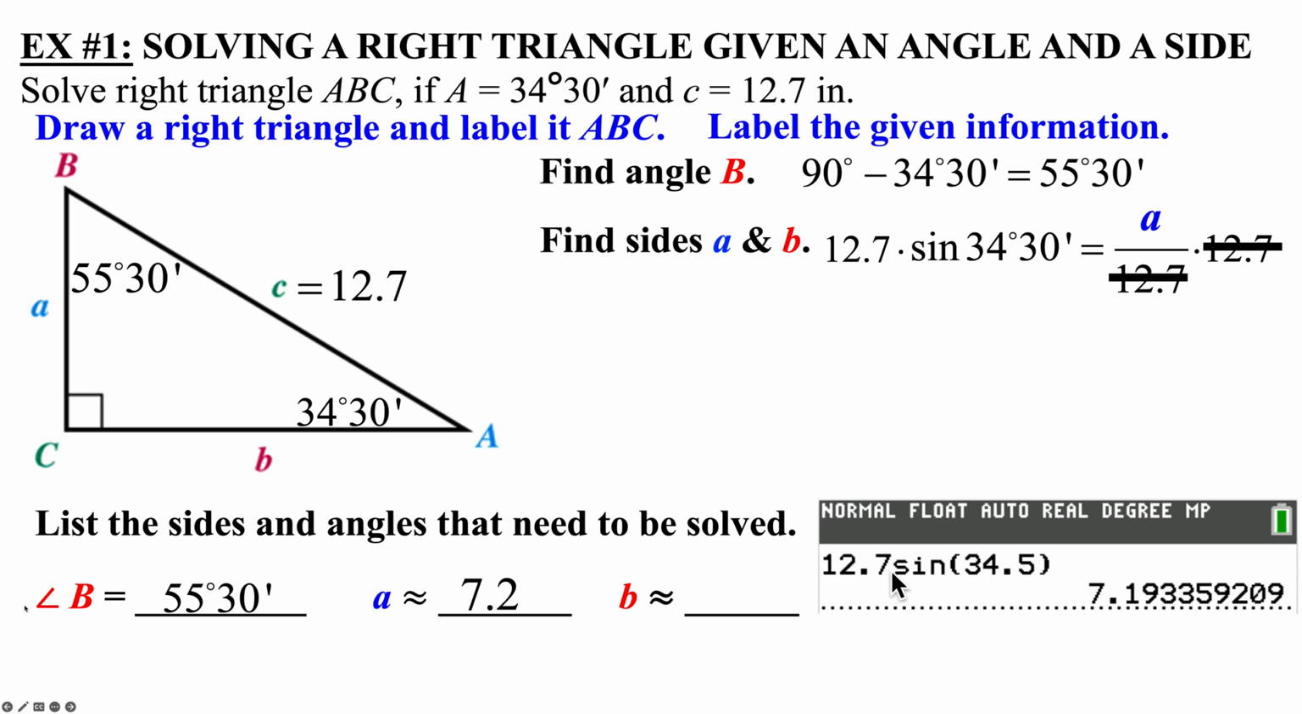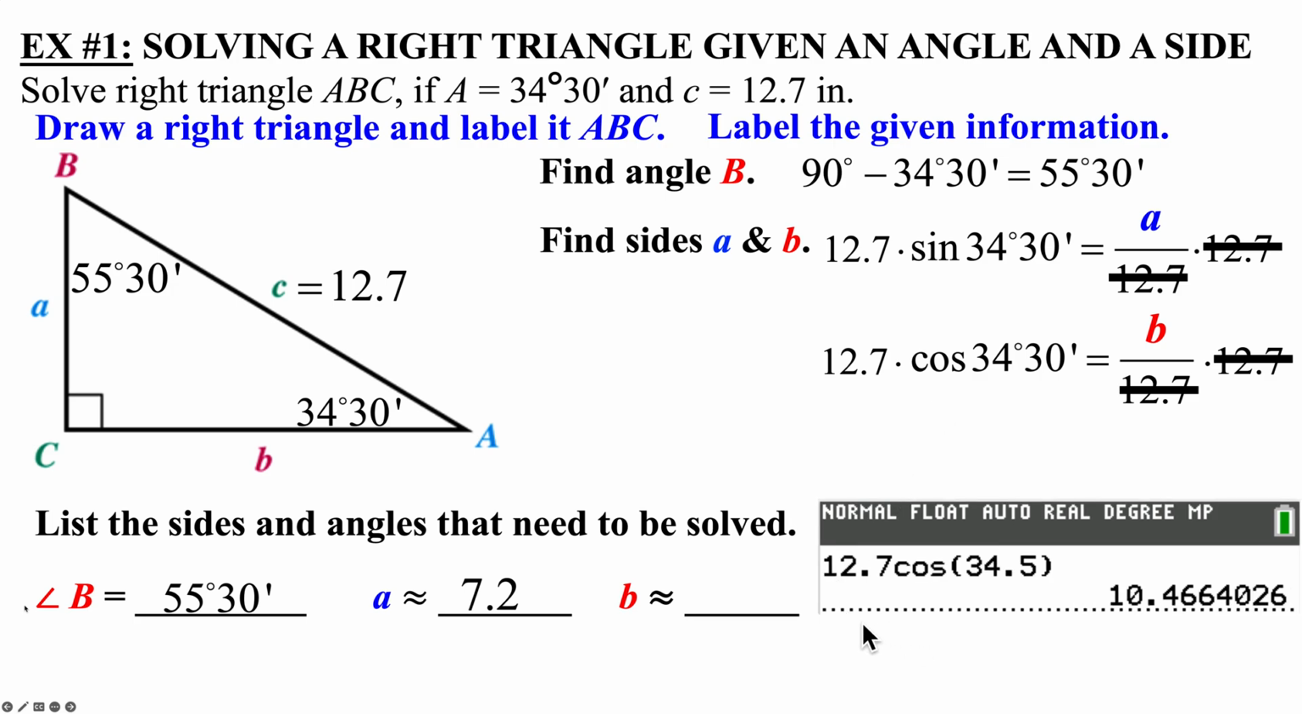Okay? Now, for B, B would be cosine. It's the adjacent side to angle A. Like I said, always want to use these same values. So multiply 12.7 again to both sides. There's my calculator entry, 10.46640026. Rounded to 1 decimal place, 10.5.